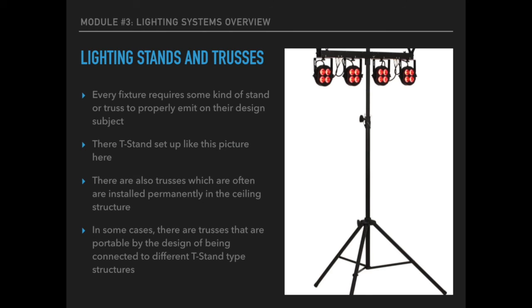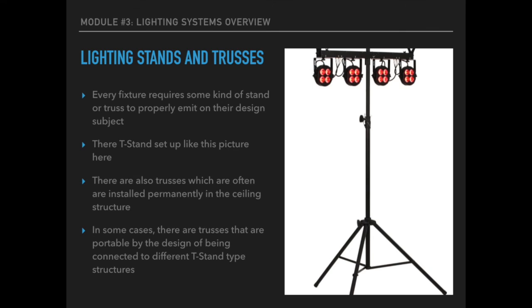So there's T-stands, like in this picture you see here, a very standard, kind of a DJ sort of setup. And there's also trusses, which are often installed permanently in the ceiling area structure. But there are also cases where these trusses can be attached to a T-stand or a stand on two different sides, with a retractable arm to raise and lower, because otherwise you have to get up on a ladder and install all these things. These are portable systems for concerts and shows and things like that.